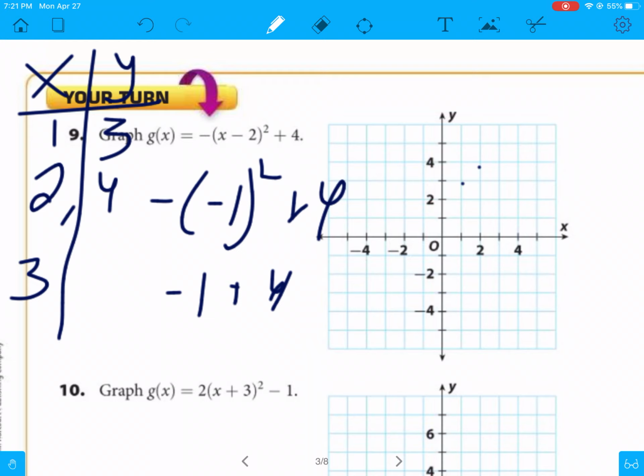Then you're going to do the same thing with a 3. So 3 minus 2 is 1. 1 squared is 1 times -1. So it's going to open up going down. I would probably throw a 4 in there. So that's also going to be 3. And then we're going to have 4 minus 2 is 2. 2 squared is 4. So we're going to have 4, 0. And it will open going down. So you guys can go ahead and try number 10.